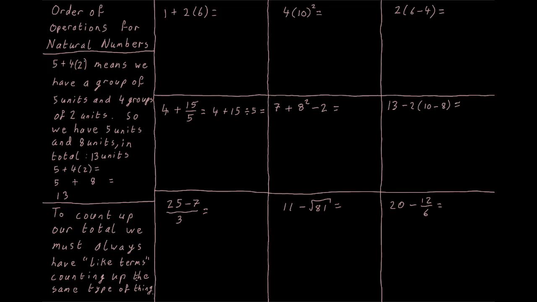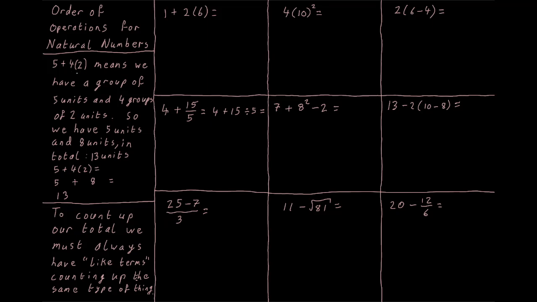Well, if we think about the meaning of 5 by itself, that means we have 5 units. Whatever we're counting in, we've got 5 of that thing. It could be 5 meters, it could be 5 euro, it could be 5 minutes. But whatever units we're counting in, we've got 5 of them. That's what that means. But the 4 is a little bit different because it doesn't mean we've got 4 of a unit. It means we've got 4 groups of 2 units.